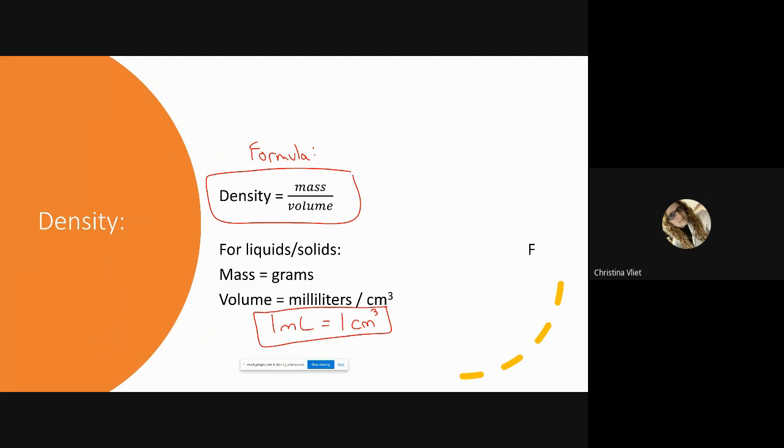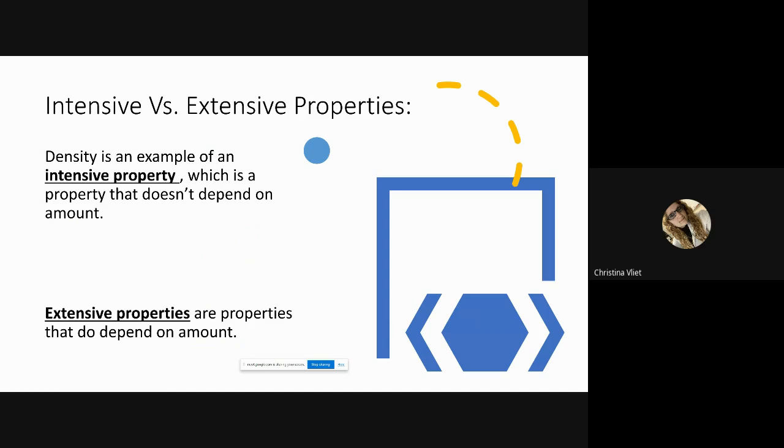Density is an example, while I'm waiting, of something called an intensive property. And what that means, are we good to go now? Almost? Now? Okay. So you do need to write down these definitions because Cambridge expects that you do know what they are, but they never really bring them up very often.